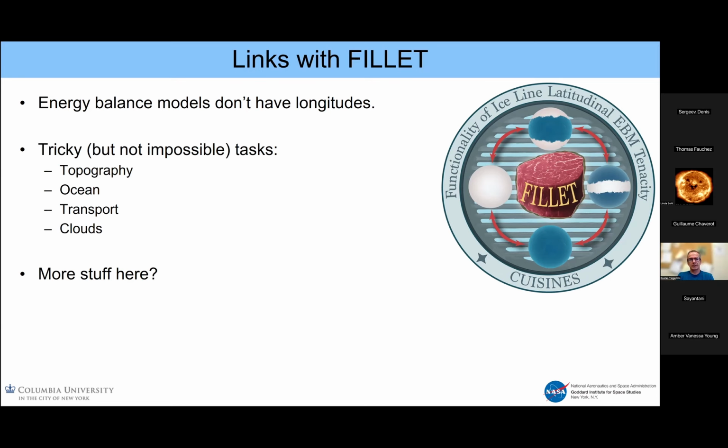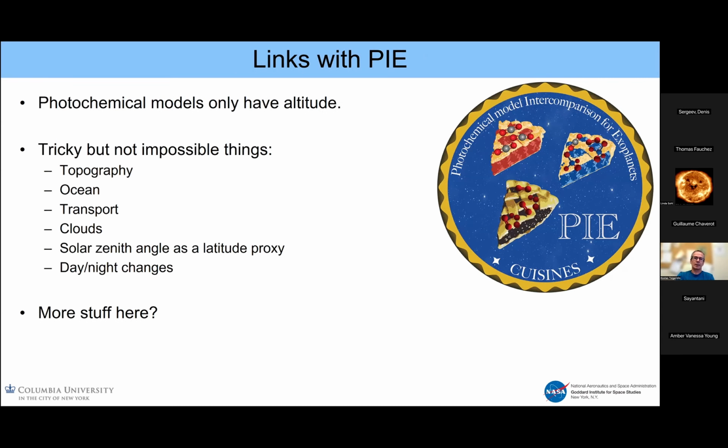Clouds are parameterized, and I am certain that some energy balance person can add a lot more bullets here. So we'll have to think how to link that. And going into PI models, they only have altitude really, and that includes additional complexities, like the solar zenith angle is a proxy of the latitudes, but it can also be a proxy for day and night, because they don't really simulate diurnal cycles. There are a lot of things here that we can discuss.